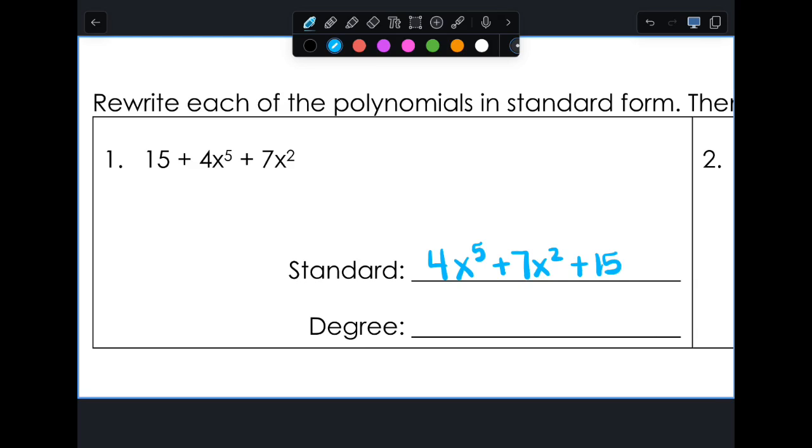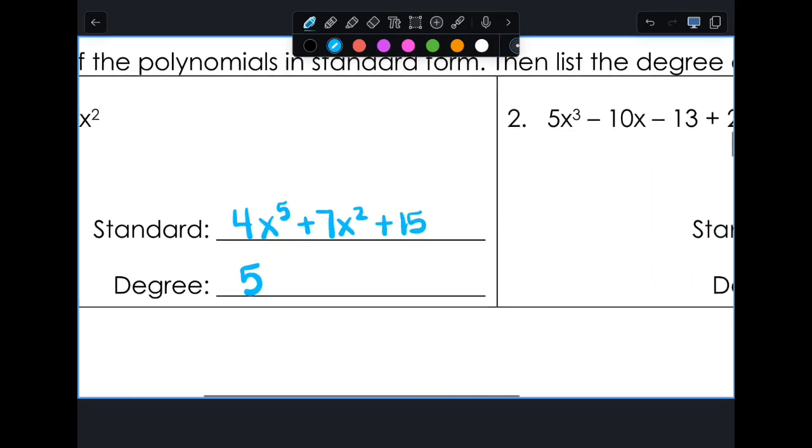Okay? Your degree is only the highest exponent. What is my highest exponent? So the highest exponent is 5. The degree is 5. Got it? Number 2. That's not all there is to this assignment.